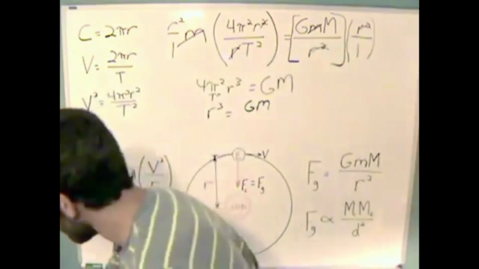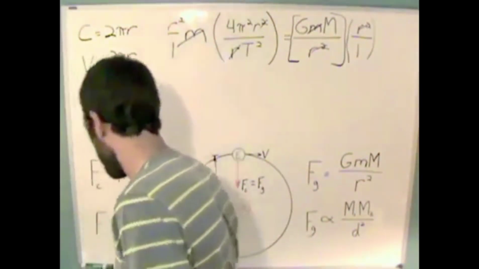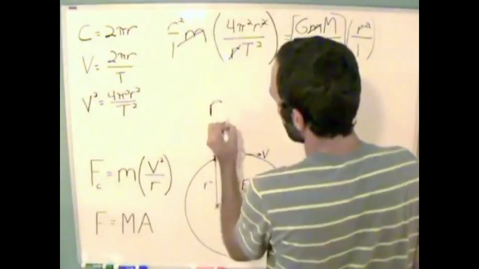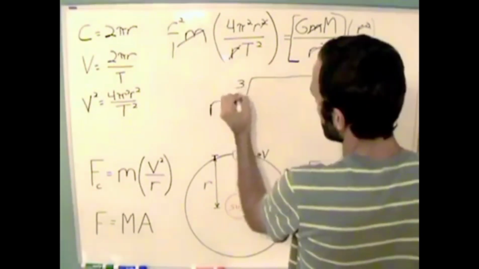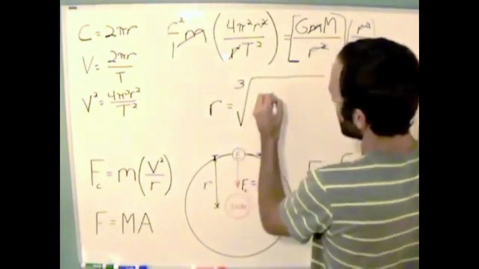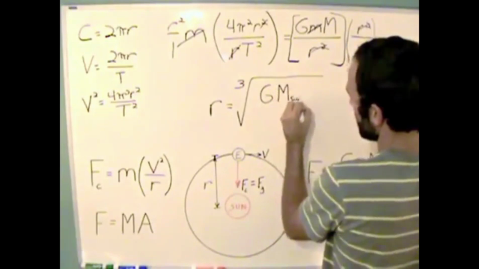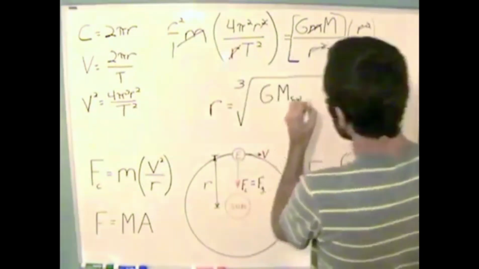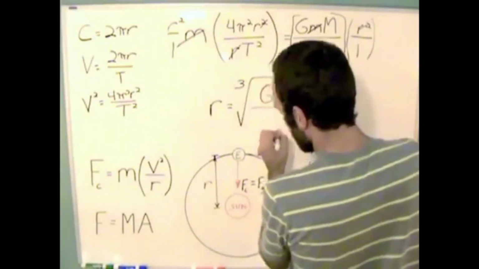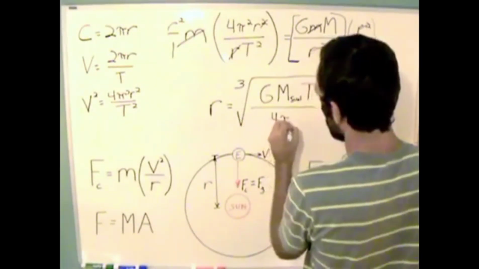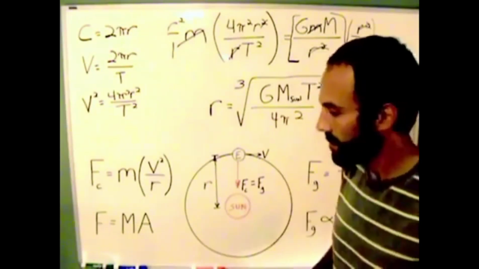And let me just write this out. What this actually works out to, instead of doing all the algebra for you guys, I've already done it. And if you look this up, this is the period equation. R ends up being, so I'm not boring you with all the algebraic steps, the cube root of the gravitational constant times the mass of the sun times period squared over 4 pi squared. Okay? That's what this breaks down to. You can solve for r.